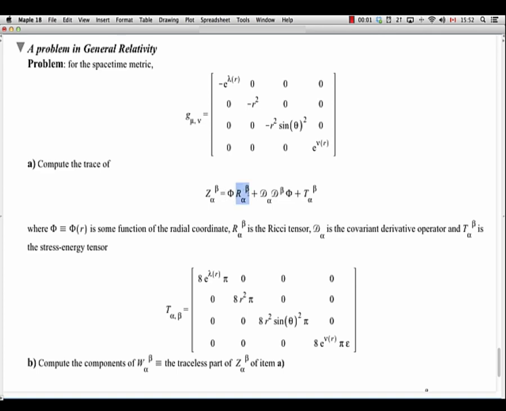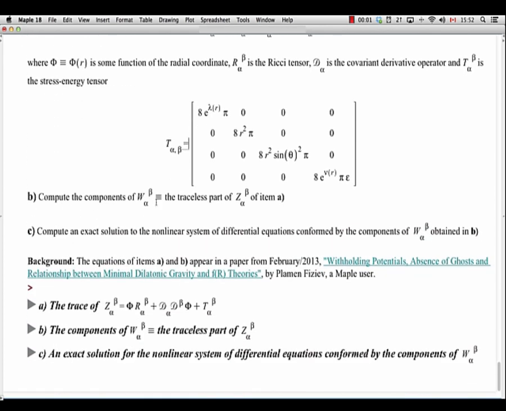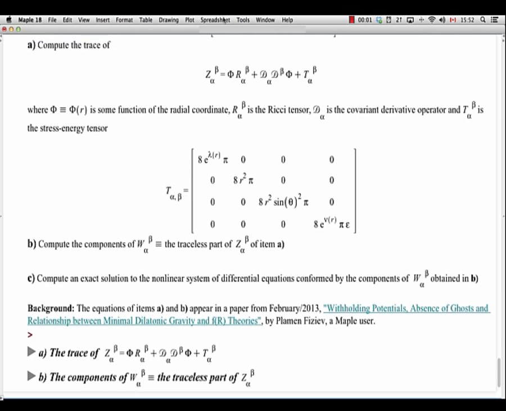R is the Ricci tensor. The alpha and the beta are the covariant derivatives, so each of them has an extra term involving the Christoffel symbols. And this is the stress energy tensor, given in his problem by this matrix. In second place, he wants to compute the traceless part of this expression. And in the third place, he wants to compute an exact solution to the nonlinear system of differential equations formed by the components of the traceless part of Z.